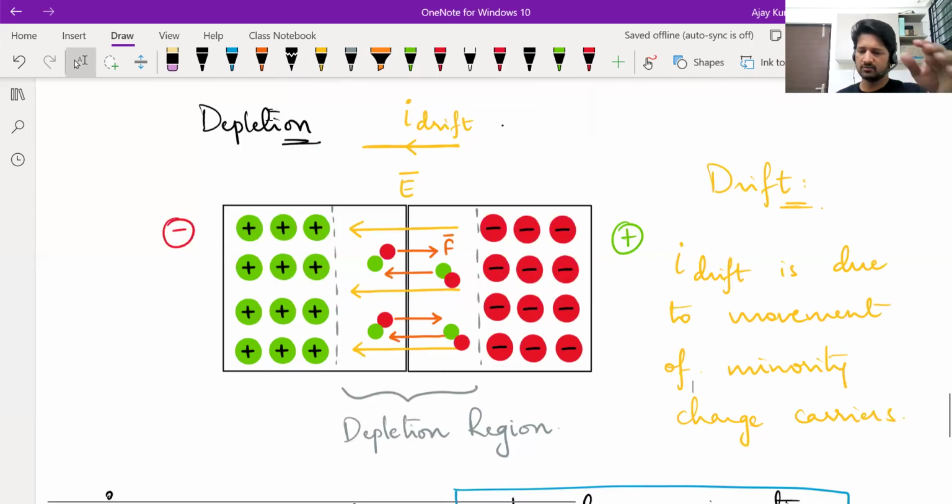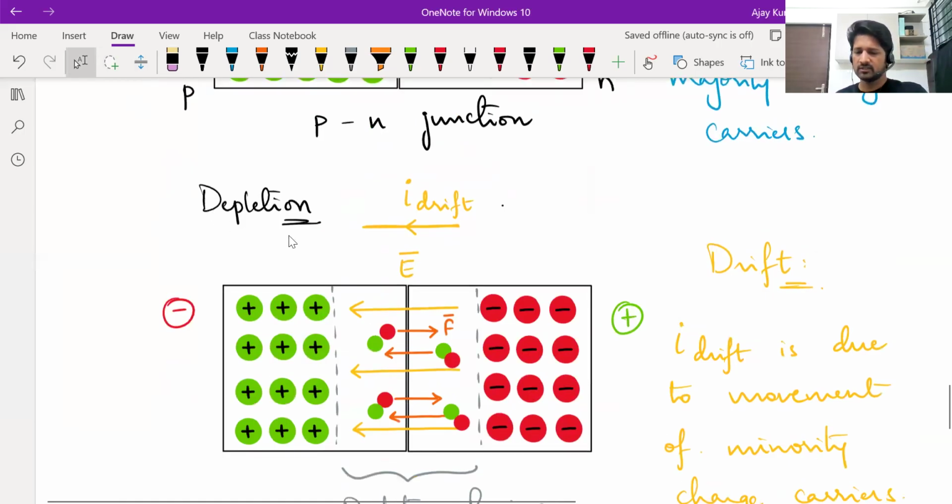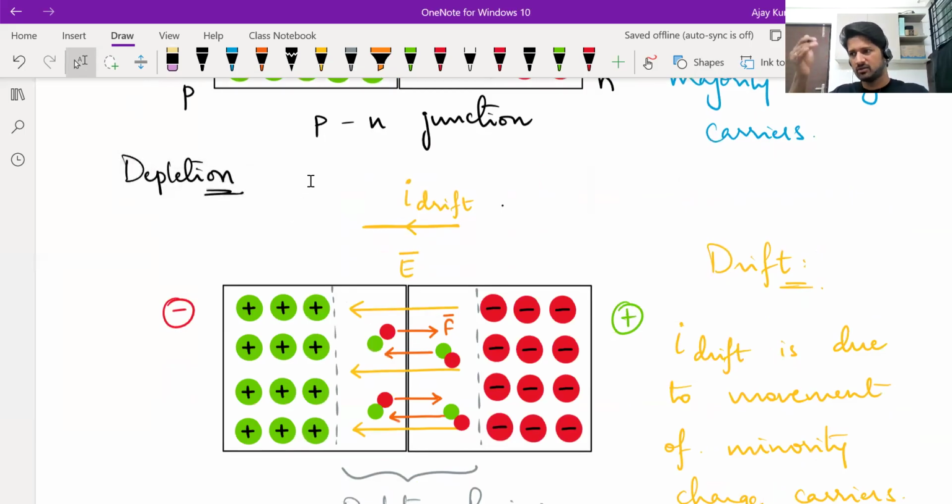Okay. And why is that region called the depletion region? Because electrons and holes have recombined in that region. So conduction electron concentration will be very less in that region. Hole concentration also will be very less in that region compared to the rest of the material, the rest of the P side or the rest of the N side. That's why that region is called a depletion region.